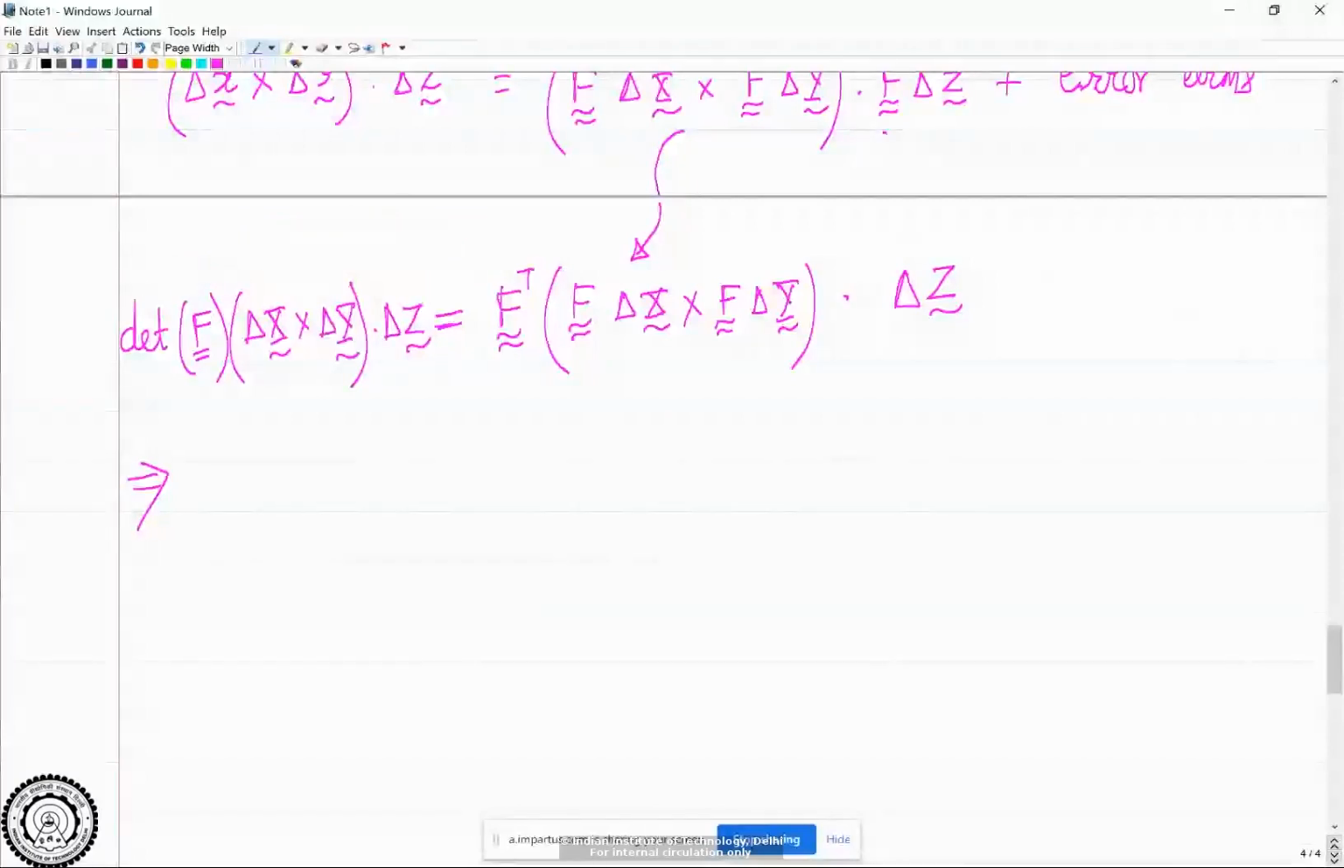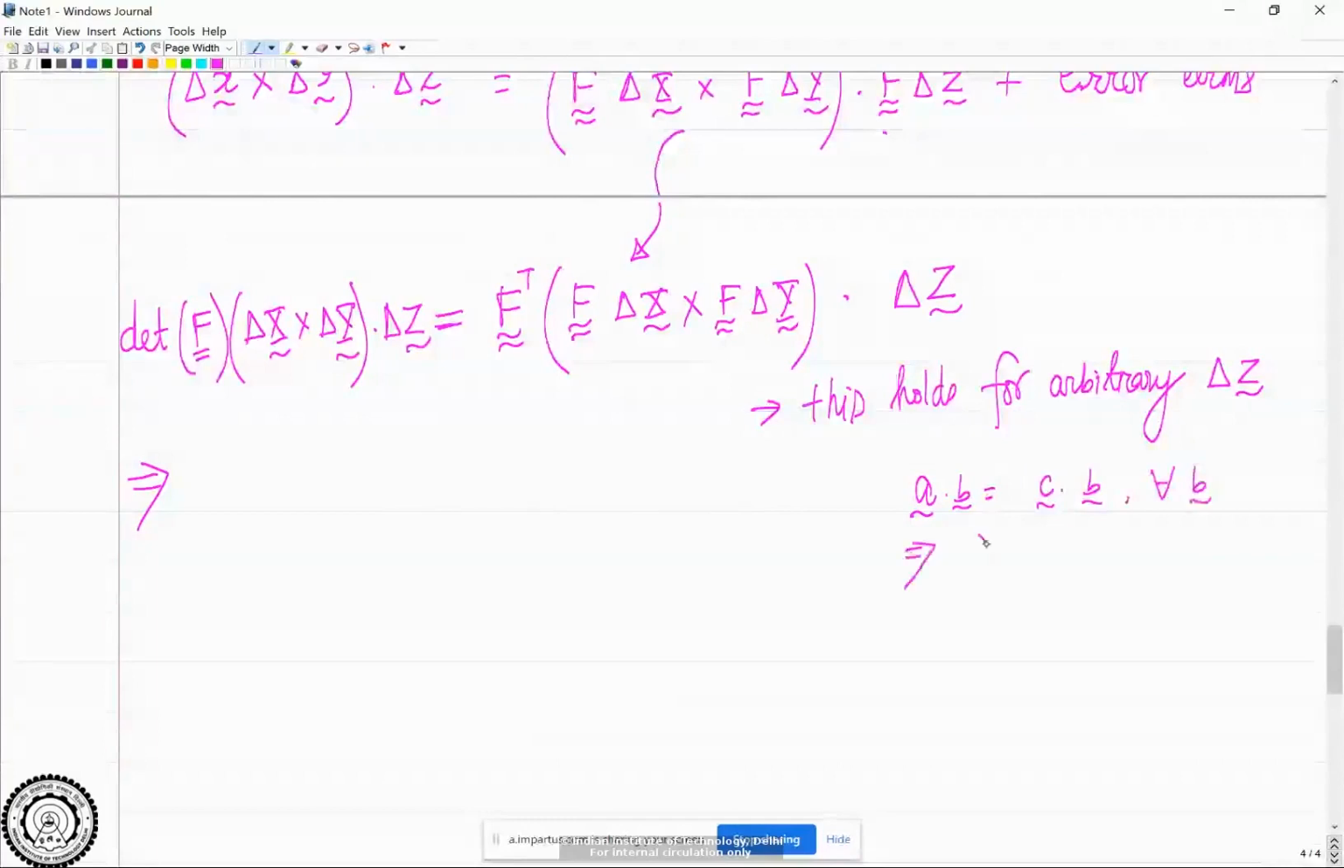Now look at left hand side and right hand side. This holds for arbitrary delta z. This formula holds irrespective of what delta capital Z you choose. So basically if you have an equation that A dot B is equal to C dot B for all B, then you can say that A is equal to C. Do you know this formula or this identity?